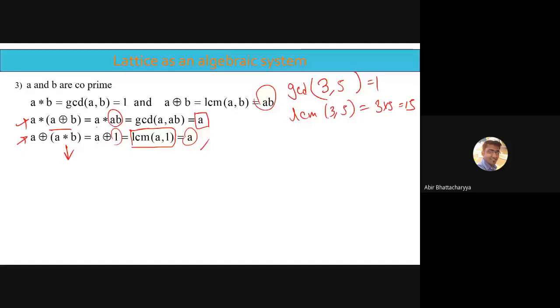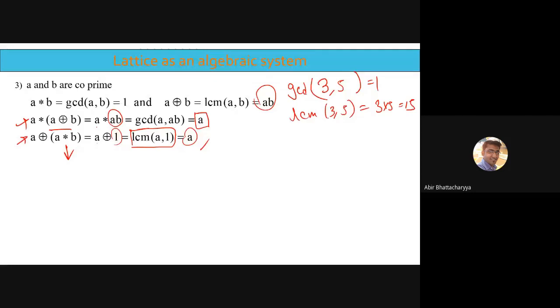Similarly, in the next case, A plus circle (A star B) equals A plus circle 1, because A star B equals 1, that is, the GCD of two mutually prime numbers is actually 1. And we can write the LCM of A and 1 as the multiplication of A and 1, that is A. So finally, whatever the sub cases are, we get A equals A, the right hand side.